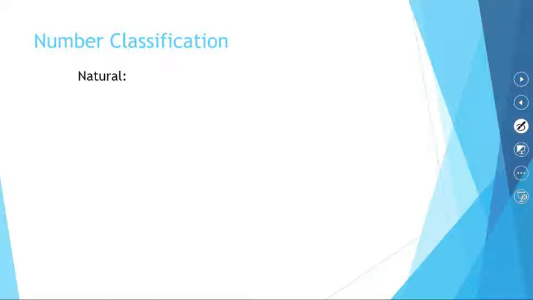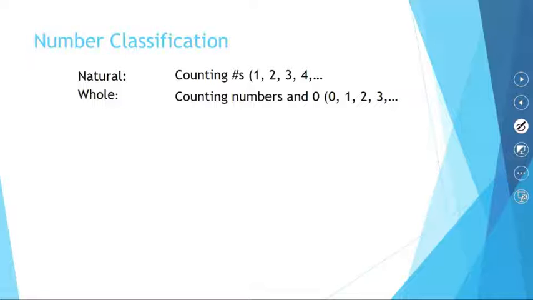But natural numbers are where this all begins because these are the counting numbers. Counting numbers, 1, 2, 3, 4, 5, and so on, okay? We broaden our horizons towards whole numbers. Whole numbers are all of those counting numbers, so keep in mind, 1, 2, 3, 4, those are whole numbers, but we introduce 0 in this group. So whole numbers are all of those numbers from natural numbers, but also including 0.